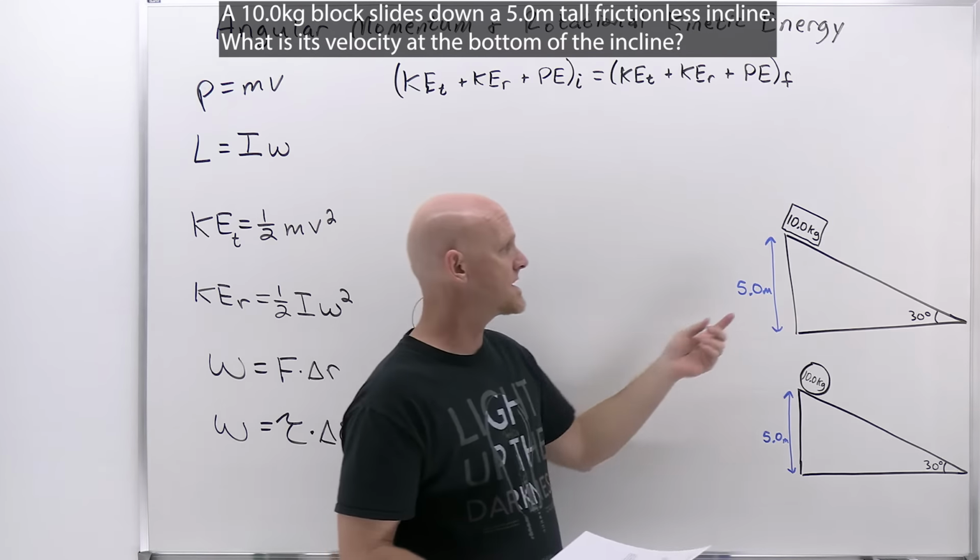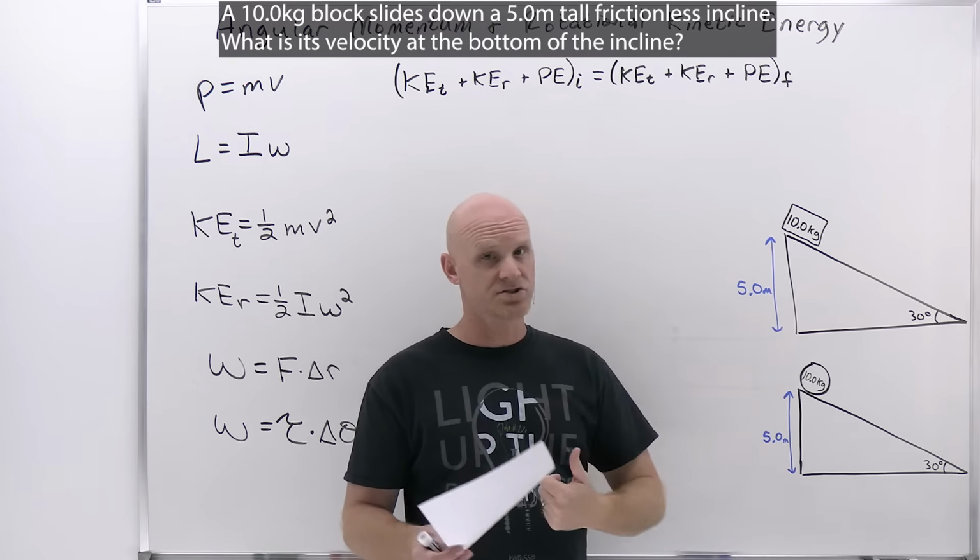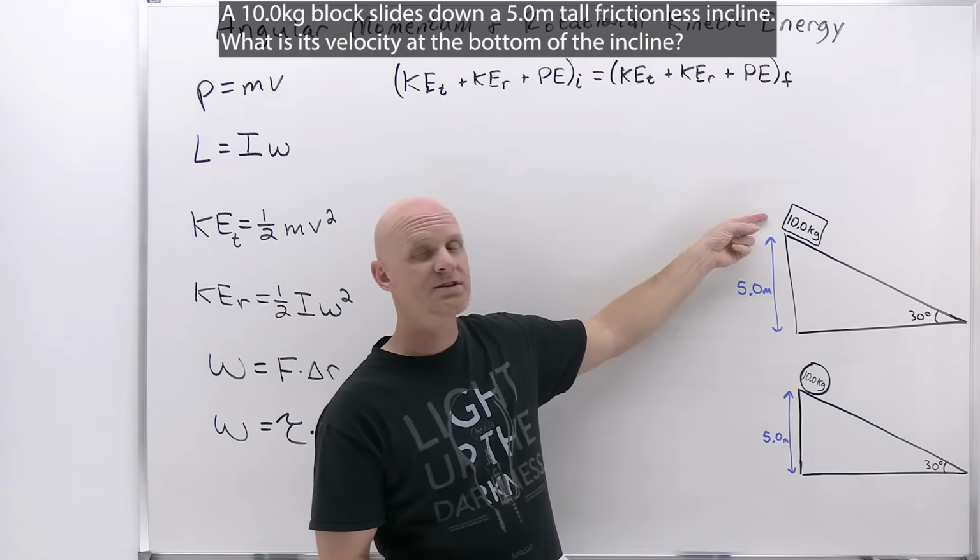So in this case, right now, it's got its maximum amount of potential energy. By the time it reaches the bottom of the incline, it will have the lowest amount of possible potential energy. We'll call it 0. At the top, it's released from rest, so it has 0 kinetic energy. But at the end, it's going to have its maximum of kinetic energy.